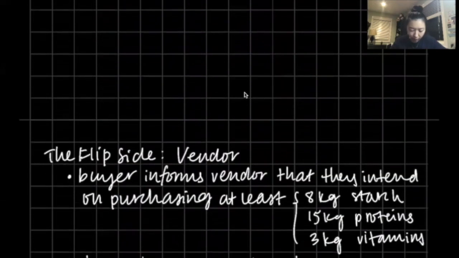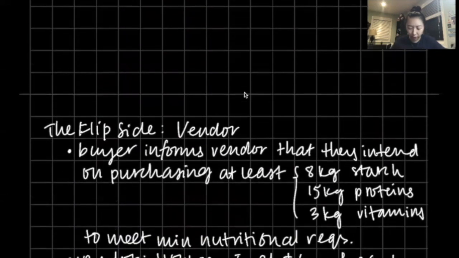The buyer now informs us, the vendor, that they intend on purchasing at least this amount of ingredients to meet minimum nutrition requirements. I know this is a bit odd because if I were to present any grocer with this list, I'd probably get kicked out of the store, if not banned forever. However, we'll just say that it is acceptable for the context of this problem.